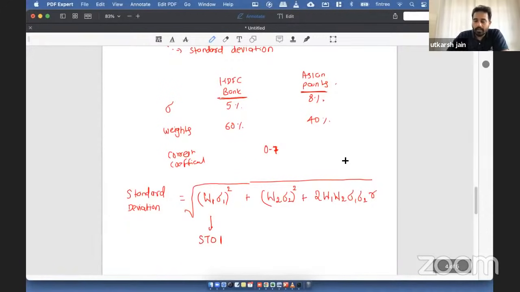So now press 0.4 on your calculator. Multiply that with 0.08. 0.4 multiplied with 0.08. X square, STO2. What are you getting? You're getting 0.00001024, right? So we'll put that in the second memory slot, please. STO2. And let's do the last term here.